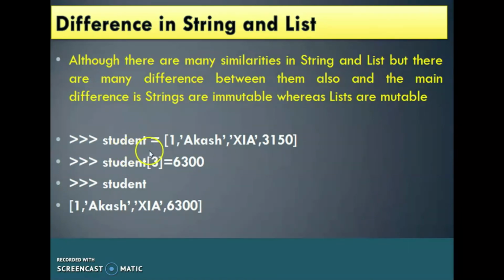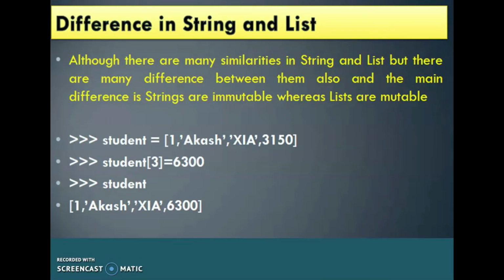Check this one. Student is equal to 1, Agarsh, plus 1 A, 1 value 3150. Then I used here student of 3, that is 0, 1, 2, 3, that is 3150. I changed that value to 6300. I assigned this numeric value to position 3 of the student list. 0, 1, 2, 3. Updated value we can see, that is 6300. This is possible in a list. Editing is possible.